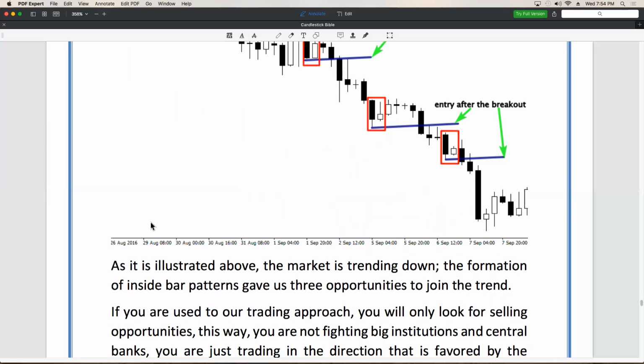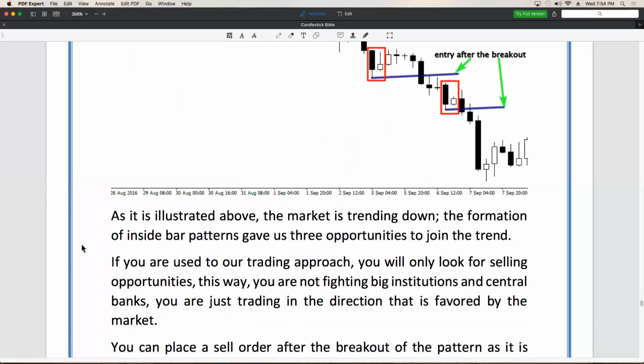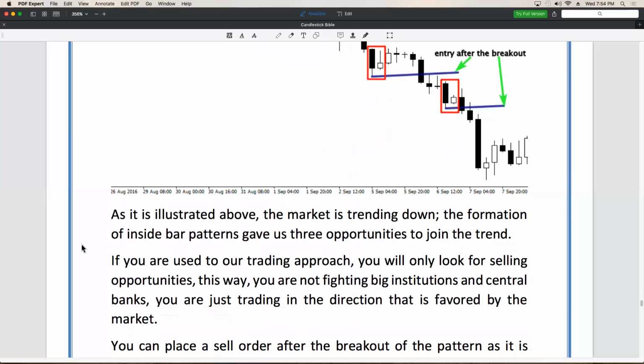The formation of the inside bar patterns gives us three opportunities to join the trend. Now, if you are used to our trading approach, you will only look for selling opportunities this way. You are not fighting big institutions and central banks. You are just trading in the direction that is favored by the market. You're just following the trend.